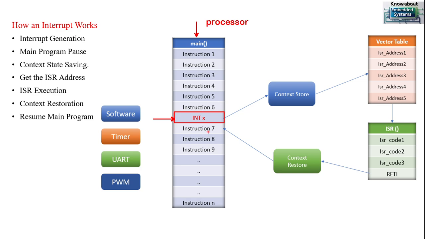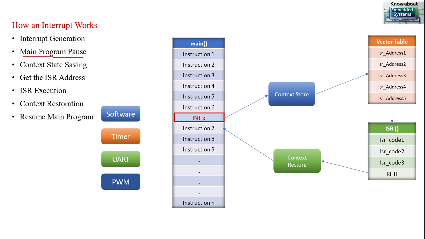So what will the processor do? The processor will follow these steps. Here you can see some 4 to 5 steps are there. The processor will follow those 4 to 5 steps whenever there is an interrupt. Whenever there is an interrupt, the first thing is interrupt signal generation. The interrupt signals will be requested from the peripherals, as I told you already.